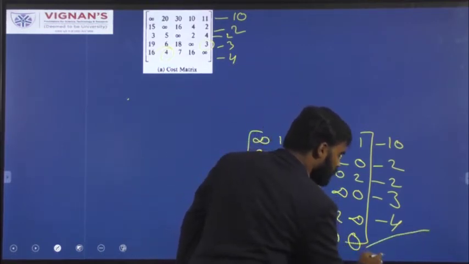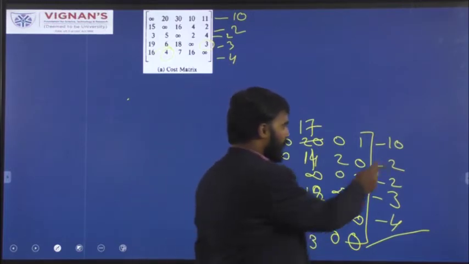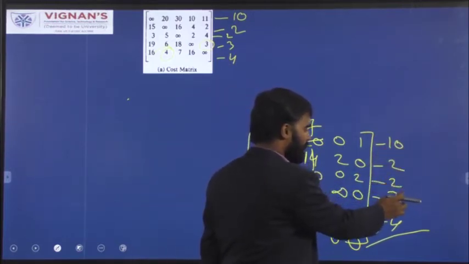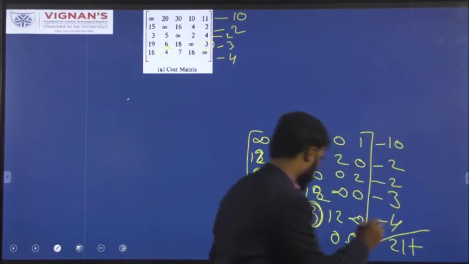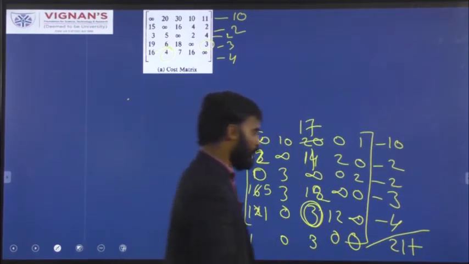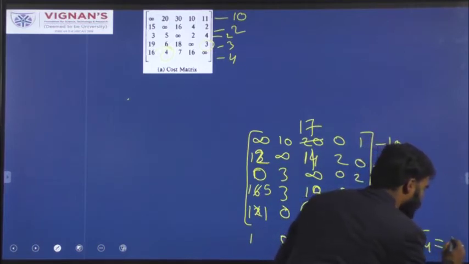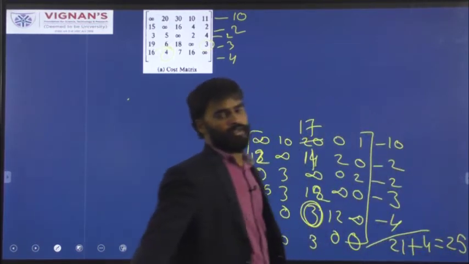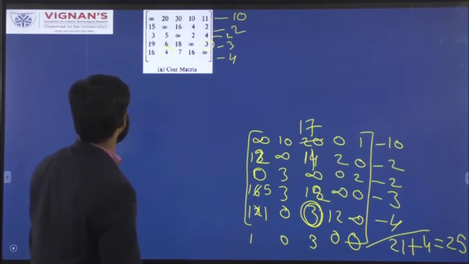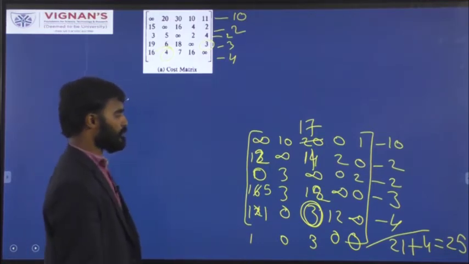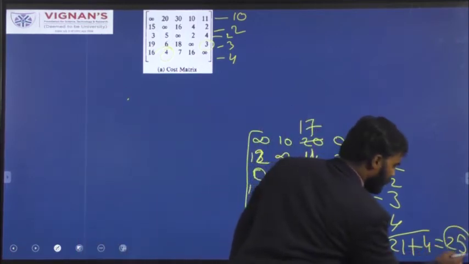So the total cost of reduction is 10 plus 2, 12, 14 plus 3, 17 plus 4, 21 for rows, and 1 plus 3, 4 for columns. The cost of reduction is 25 for the initial matrix. Okay, the cost of reduction is 25.